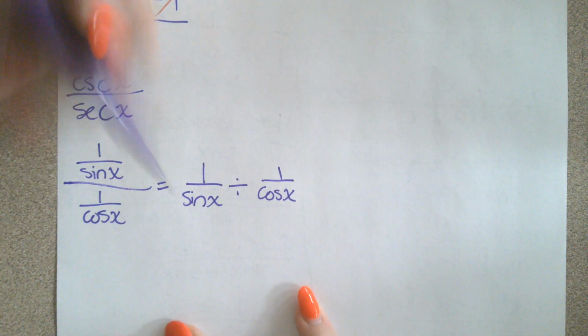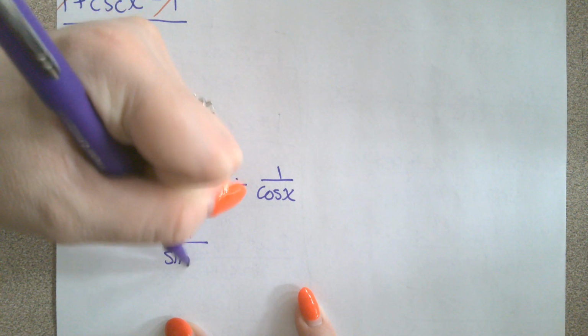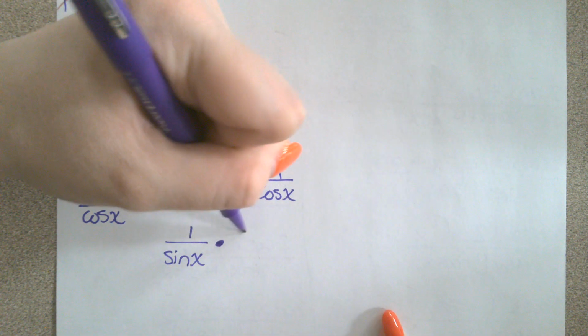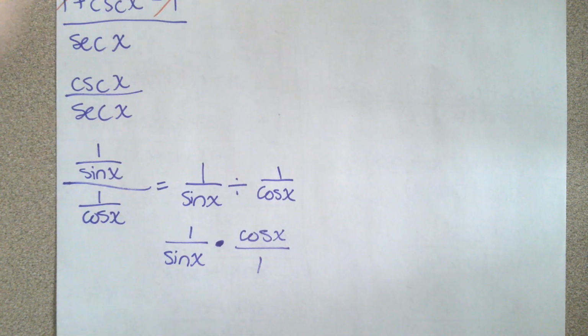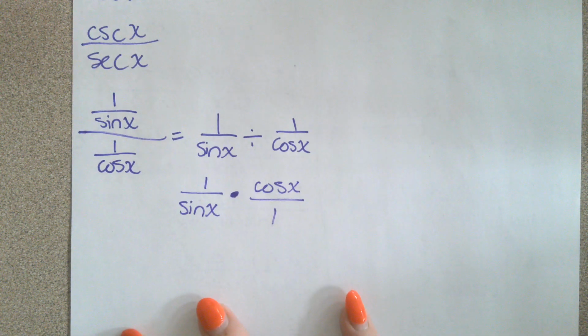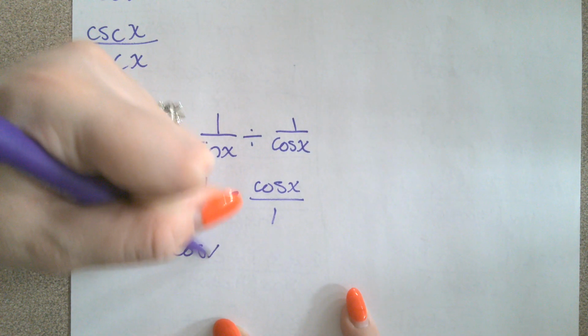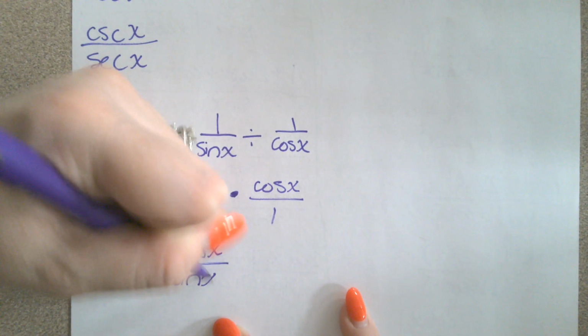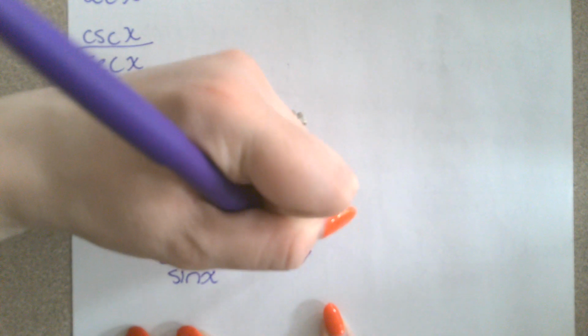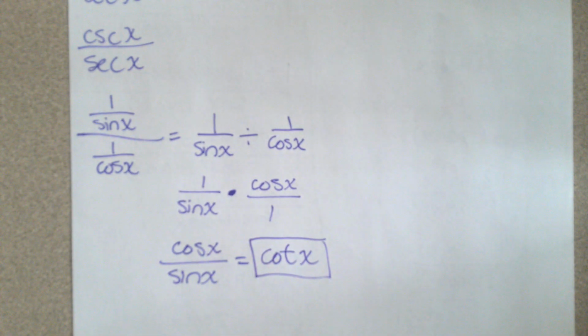Now we keep the first fraction the same. Change the division to multiplication. Flip the second fraction. Multiply straight across, we're not cross multiplying. This is cosine of x over sine of x. And you can't leave it that way, it's a fraction. We know cosine over sine is cotangent. And we are done.